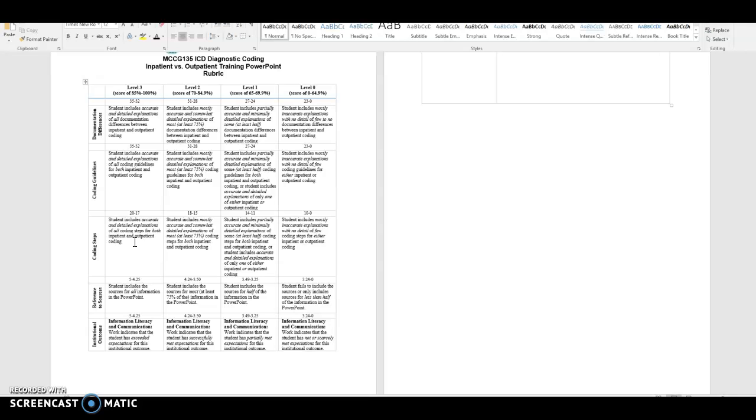What the coding steps is looking for is, as a coder, what steps are you taking to look a code up? So you want to first look in your index, and then you're going to look for instructional notes. You're going to look for coding conventions, and then what do you do after that? So you're going to find your main term, and then subterm where applicable, and so forth. So make sure you take a look at these and you're addressing each of the requirements.